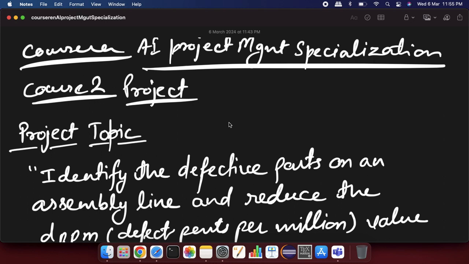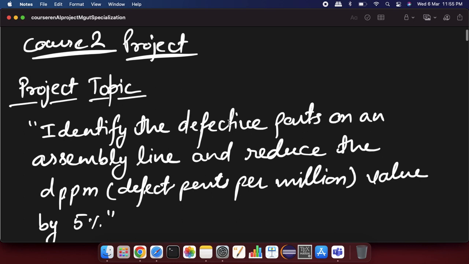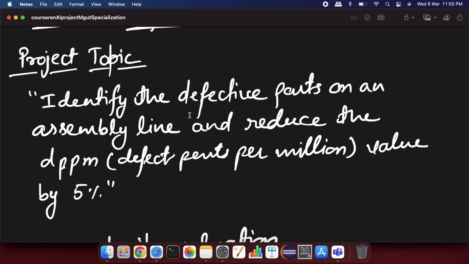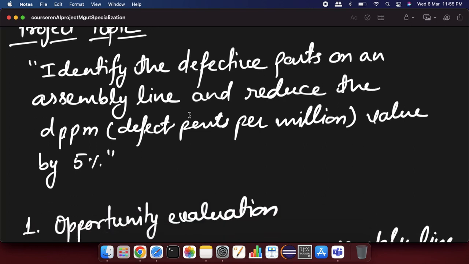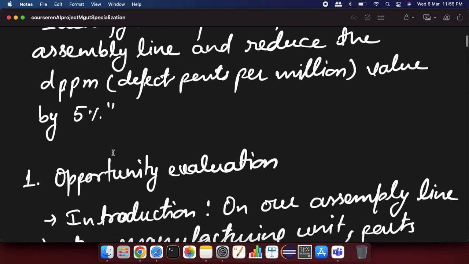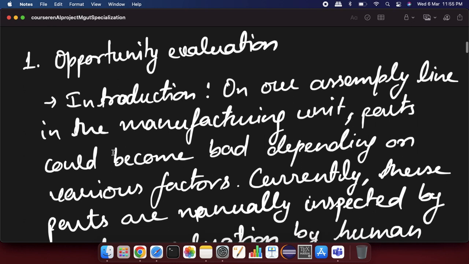Hi, I'm recording this video for the Coursera AI Project Management Specialization Course 2, where we have to discuss a project. The project topic is to identify the defective parts on an assembly line and reduce the DPPM, that is, defective parts per million, by a value. This is the target.